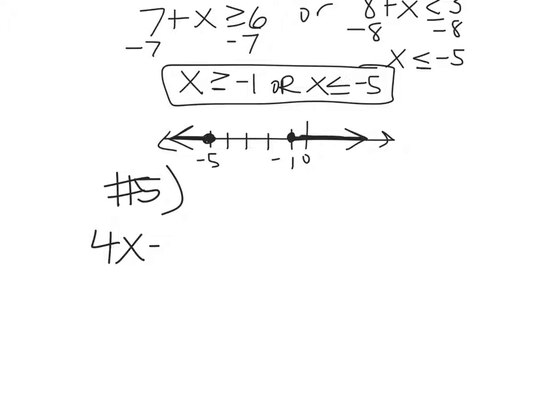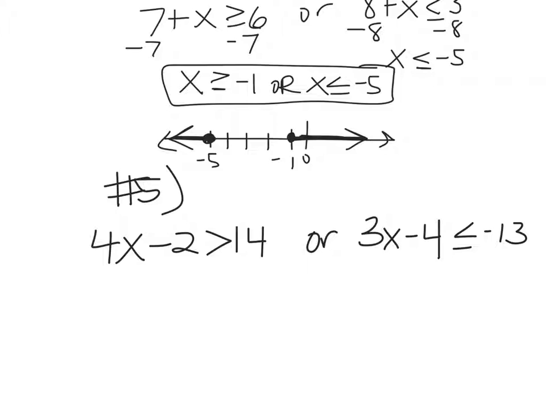4x minus 2 is greater than 14, or 3x minus 4 is less than or equal to negative 13. All right, you try that one. It's okay if the numbers turn out as fractions and stuff.